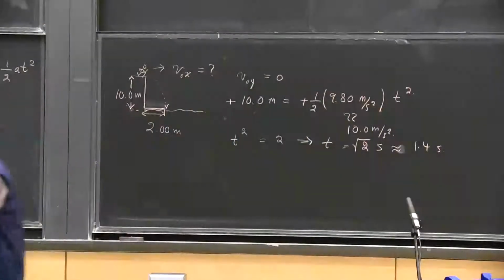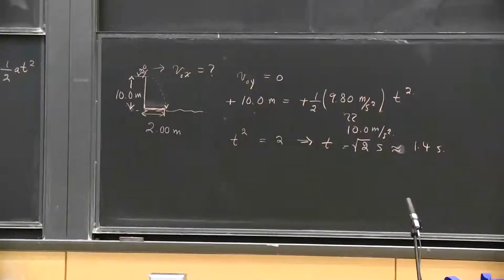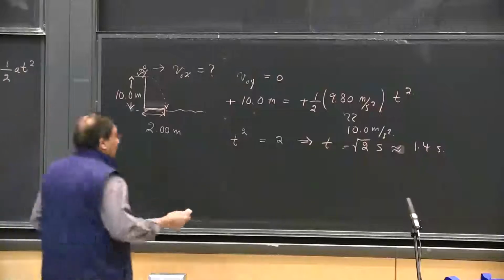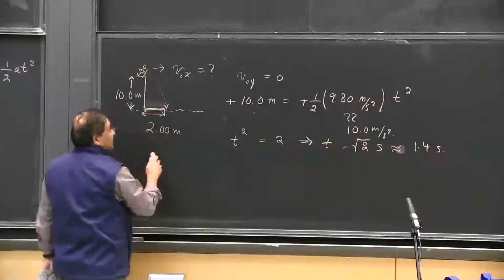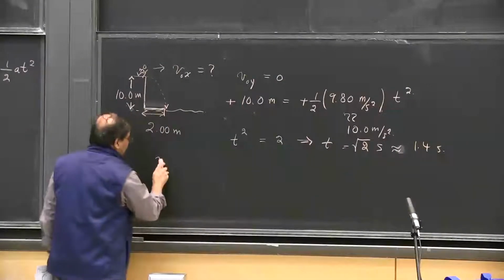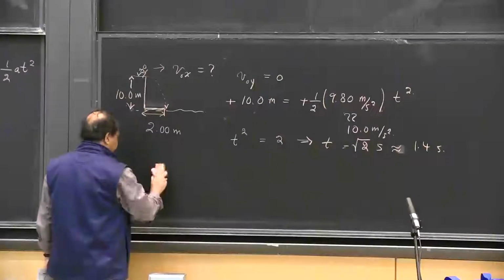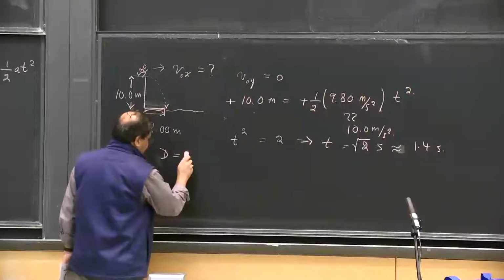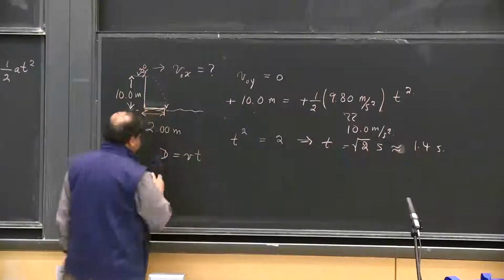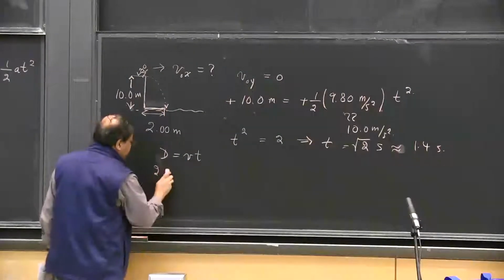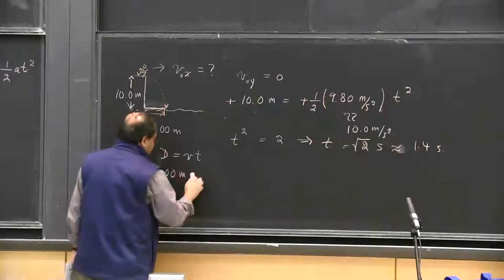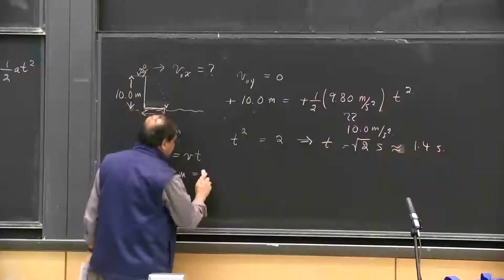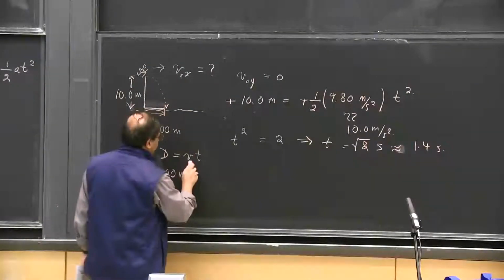So I can already calculate that very easily. So once I know my time, I can immediately calculate what velocity I need to clear 2 meters. So in this case, I would be using the simple distance is velocity times time relationship. Distance is 2.00 meters. Okay, so velocity I don't know. This is something I need to find. I called it v0x.